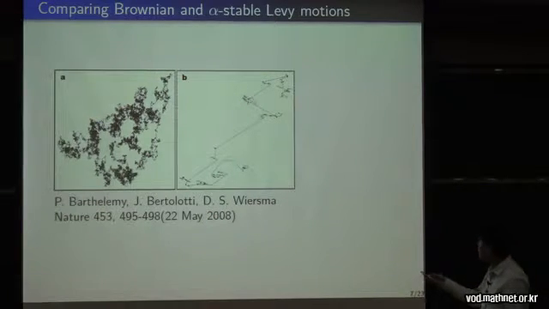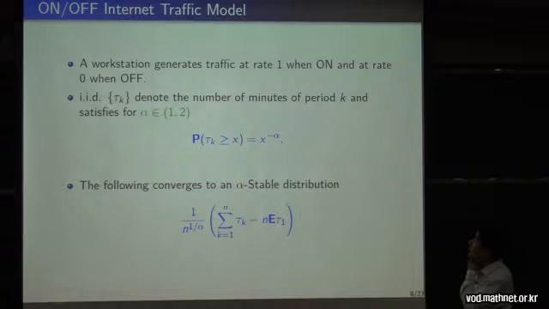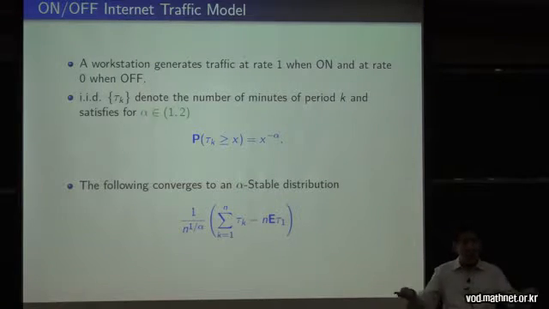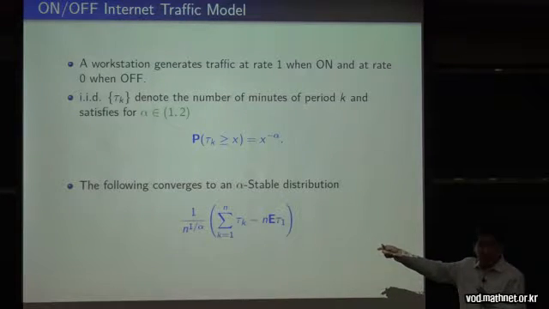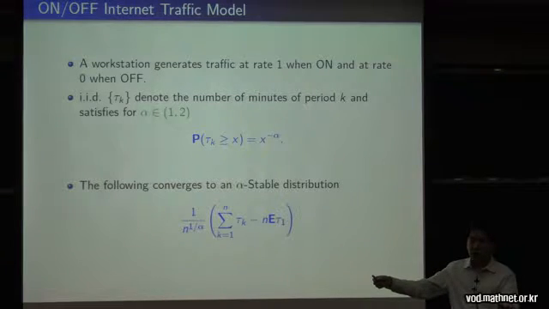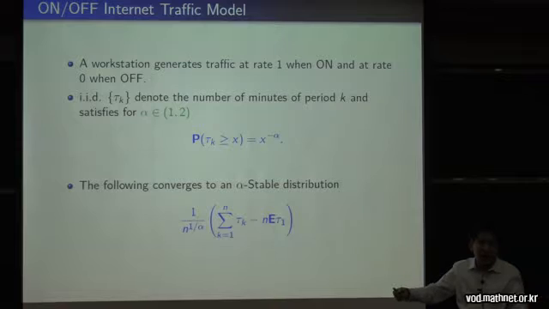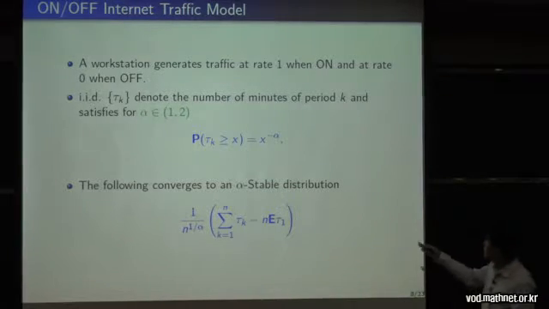Okay, so now let me give you a real-life example. This is called the on-off internet traffic model. So you have a bunch of workstations, and when the workstation is on, maybe you think they're constantly using the internet, so they're downloading something or they're on the internet. And so you have a rate 1 of being on, so internet traffic. And then when the person leaves work or takes a bathroom break or something, then it's off, and so you have a constant rate of 0 of use.